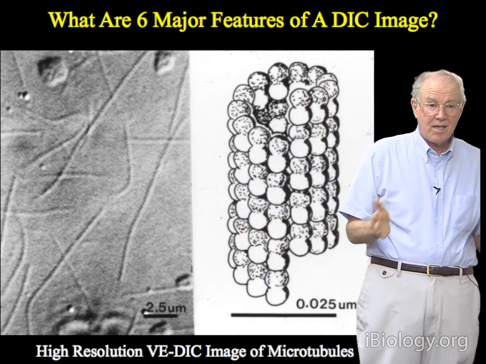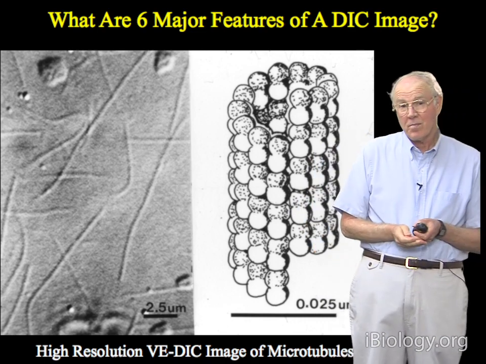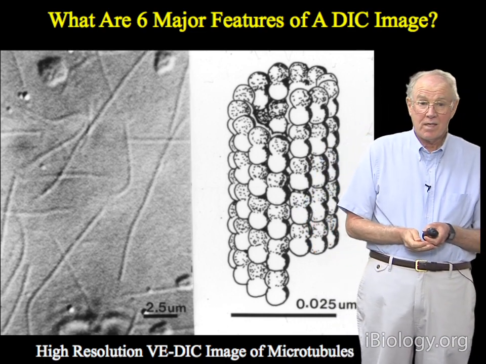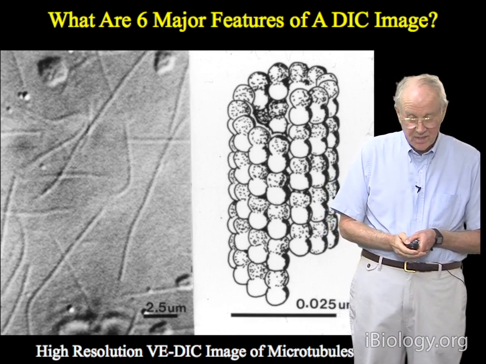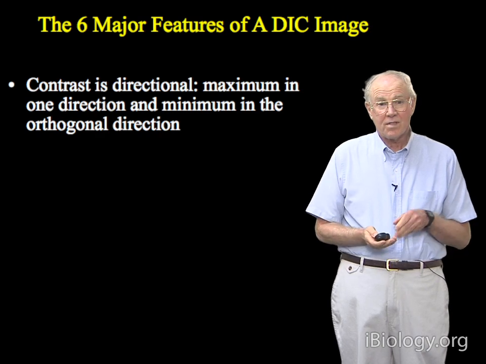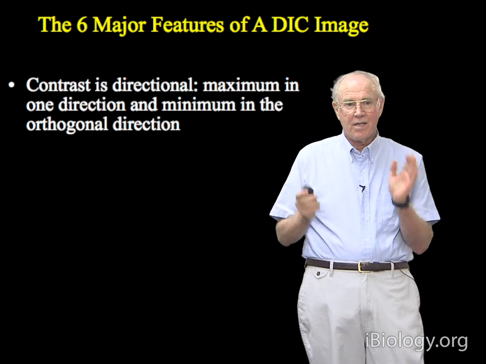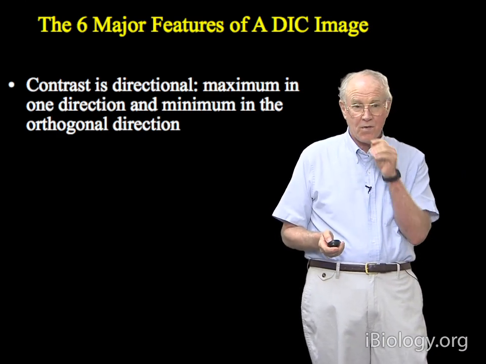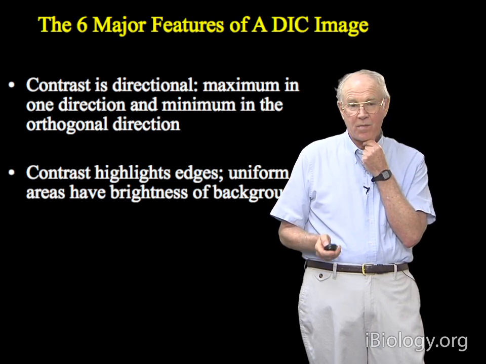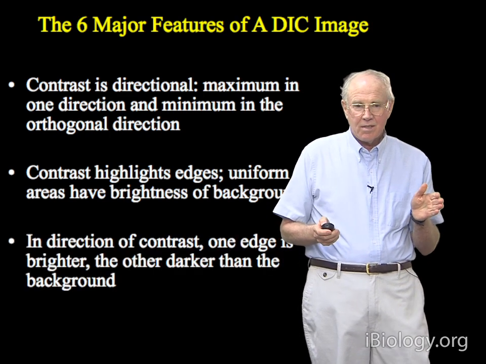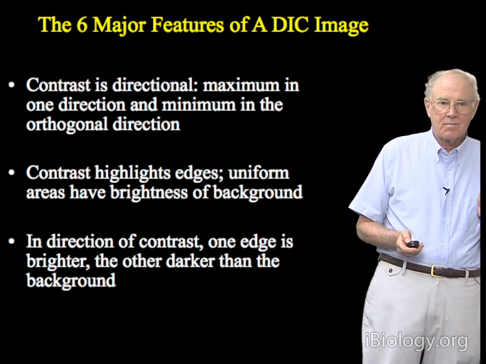So then we need to understand how those two images are made, how their contrast relative to the background is generated, and how this is done in the polarizing microscope. In the next slide, I've summarized the major features again that we've just discussed, which is contrast is directional. It's a maximum in one direction, a minimum in the orthogonal direction. Contrast highlights edges, uniform areas have brightness of the background. In the direction of contrast, one edge is brighter, the other darker than the background.